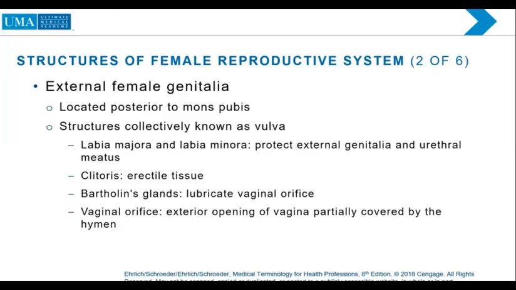You have the clitoris, which is the erectile tissue. You have Bartholin's glands, which lubricate the vagina orifice. And then you have the vagina orifice, which is the exterior opening of the vagina, partially covered by the hymen.